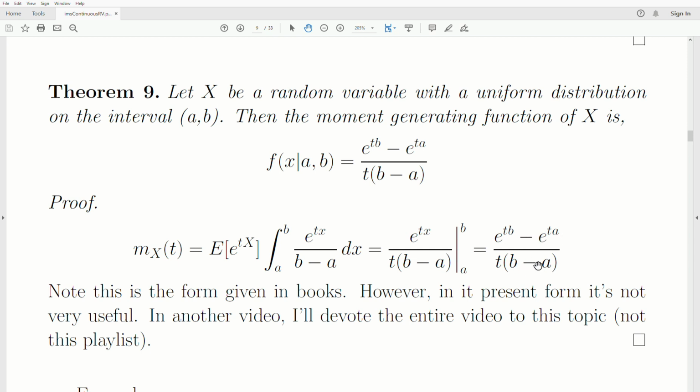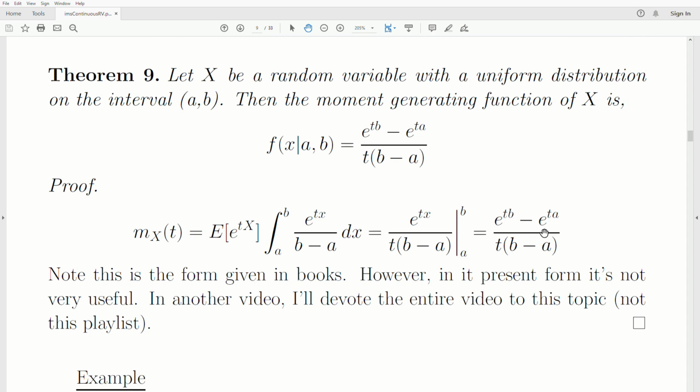Now, a big note here. Note that this is the form given in books, and so we're going to stop here. However, in its present form, it's not very useful, because when you plug in t equals 0, you get something that's undefined. So in another video, I'll devote an entire video on this topic, but it won't be part of this playlist. It'll be a separate video, and it'll probably be a few months down the road when I get to it, but I promise.